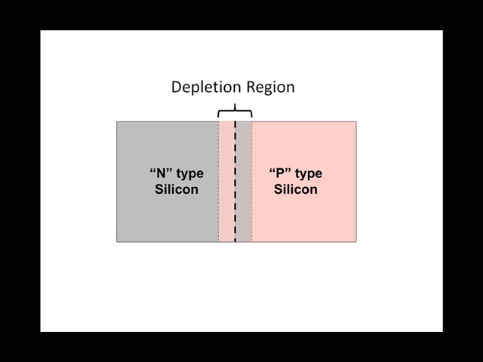Current carriers from the P-type drift over into the N-type, drawn by the N-type. N-type carriers drift over into the P-type. They recombine, meaning the electrons fall into holes. Therefore, the holes that went the other direction cancel out the electrons, so there are no current carriers now in that entire depletion region, but there's a charge left by the donor ions that were left behind.